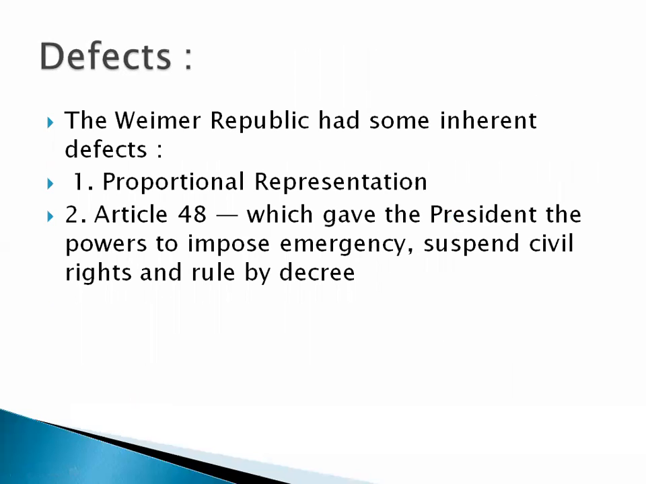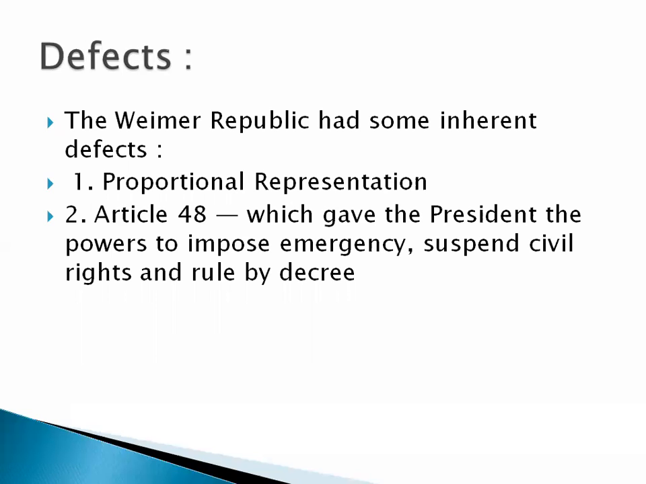What defects were there? Politically too, the Weimar Republic was fragile. Economically, we have seen what effects of the depression took place in Germany, but politically also the country was not strong. The Weimar Republic, which was newly established, was fragile. The Weimar constitution had some inherent defects, which made it unstable and vulnerable to dictatorship.